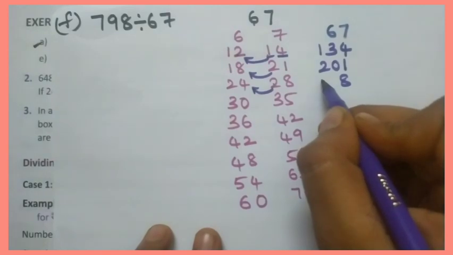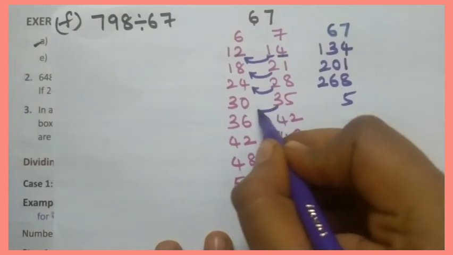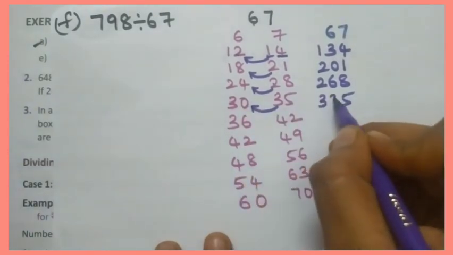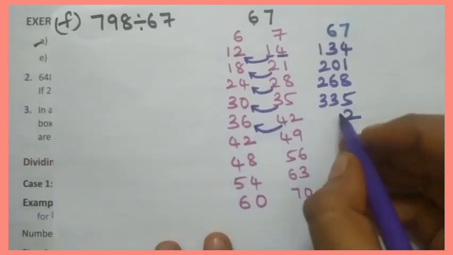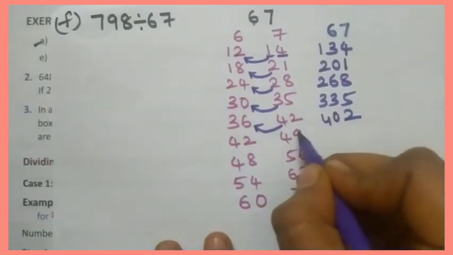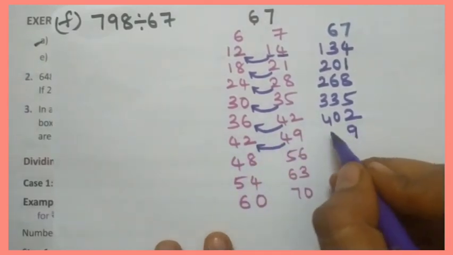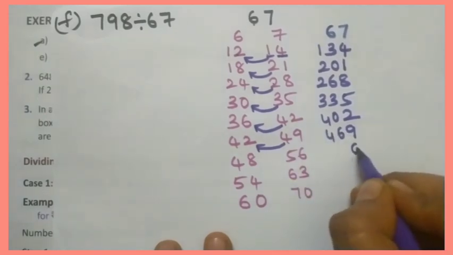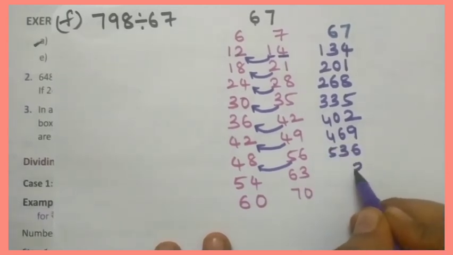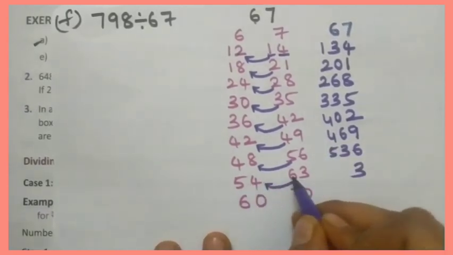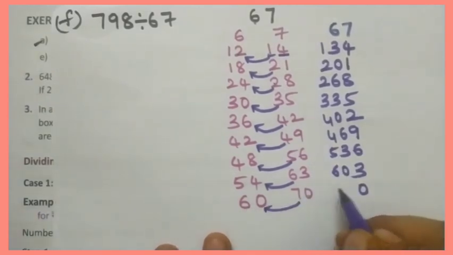24 plus 2 is 26, and 6 is written directly and 3 is added here. 30 plus 3 is 33. 3 is written directly and 4 is added here. 36 plus 4 is 40, and 0 is written directly and 4 is added here. 42 plus 4 is 46. 6 is written directly and 5 is added here. 48 plus 5 is 53. 3 is written directly and 6 is added here. 54 plus 6 is 60, and 0 is written directly, 7 is added here. 67.